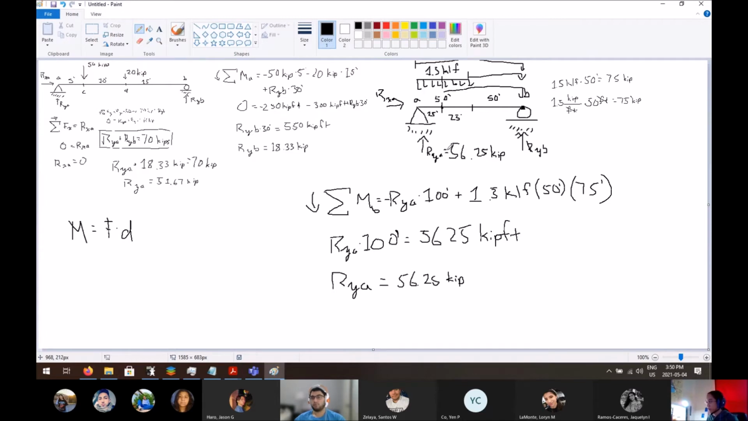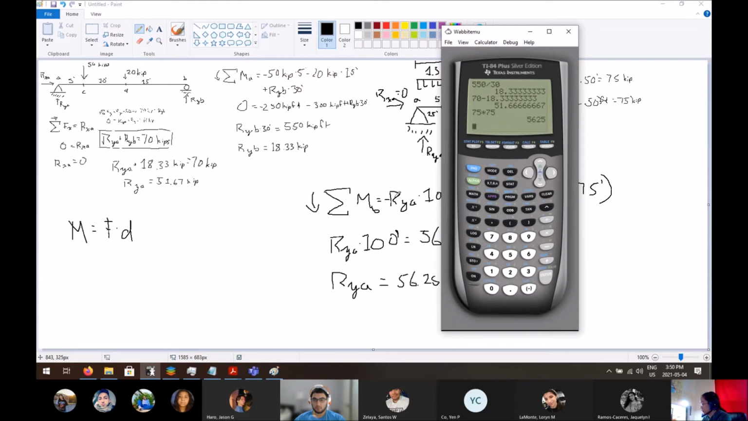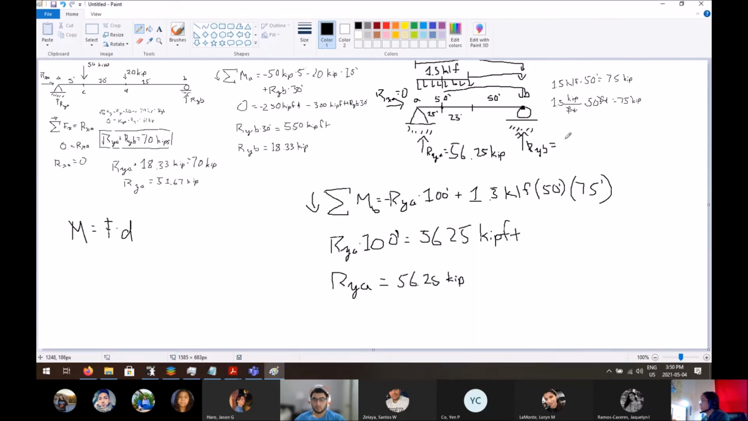So if we wanted to continue further on this one, we would have just done the summation of forces in the X and Y and then plugged in RYA to that. Yeah. Cool. So RXA would be equal to 0, and RYB would just be 75 minus 18.75. Gotcha. Cool.